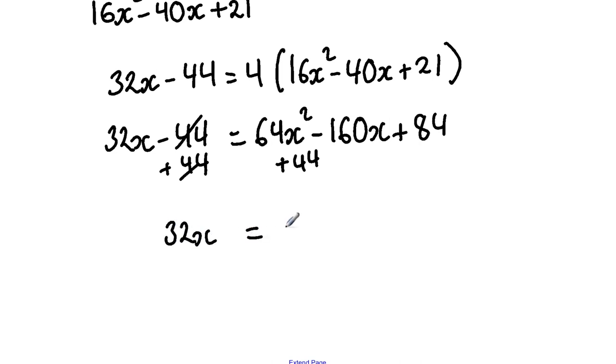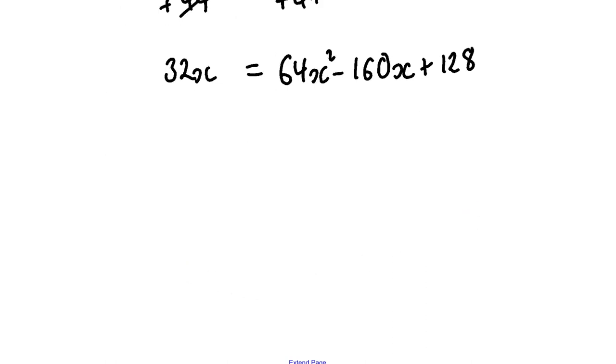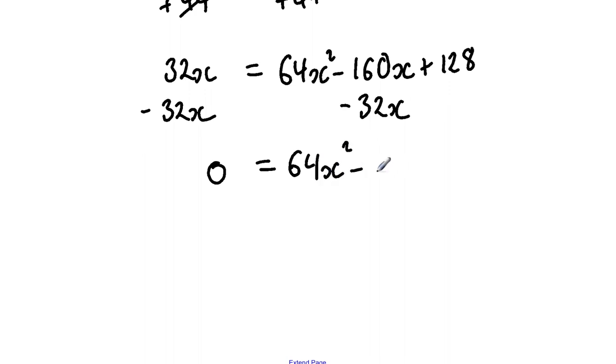32x is equal to 64x squared minus 160x plus 128. I'm then going to subtract 32x from both sides. So minus 32x and minus 32x. So what we should have now is 0 equals 64x squared minus 192x plus 128.